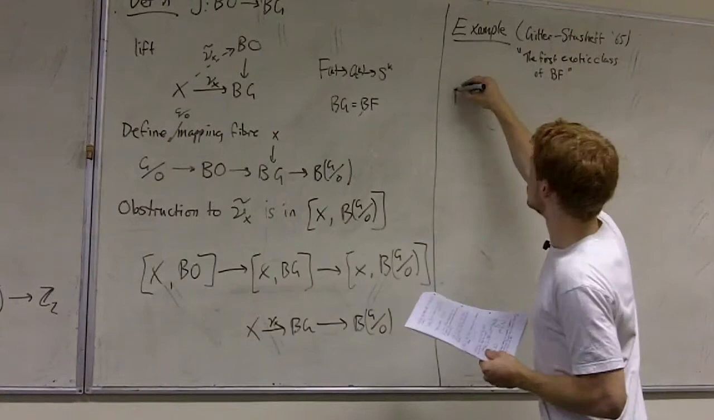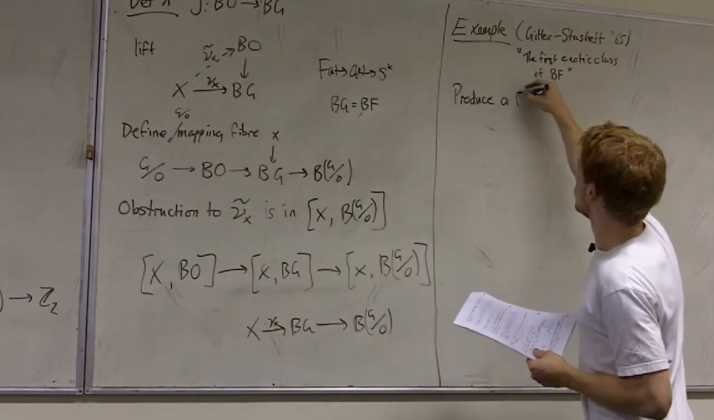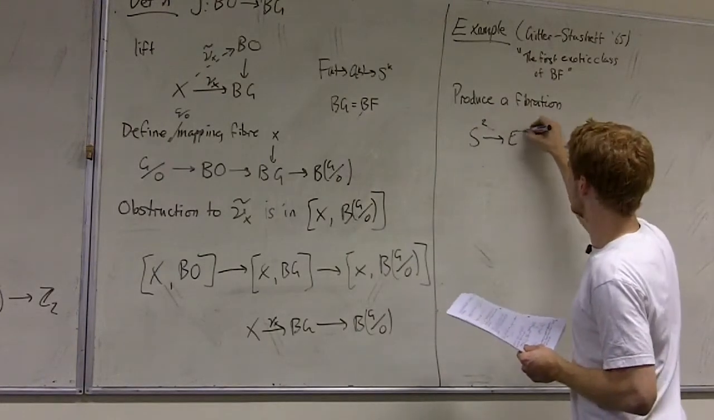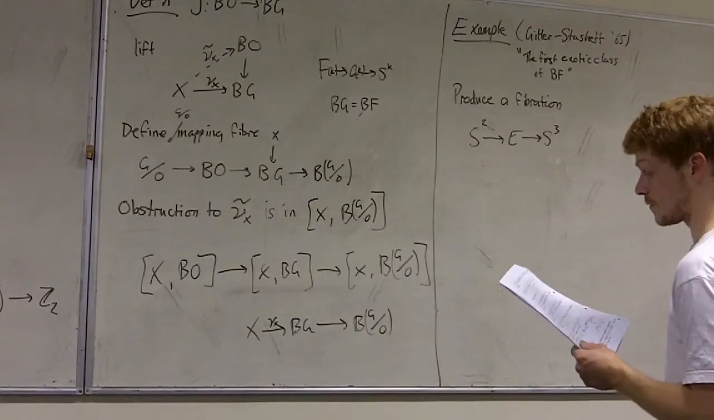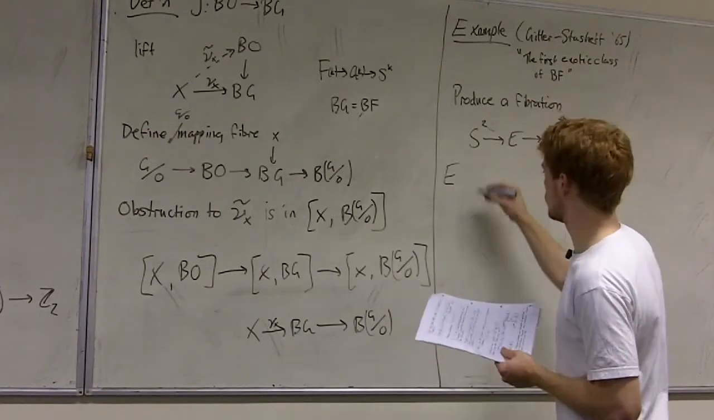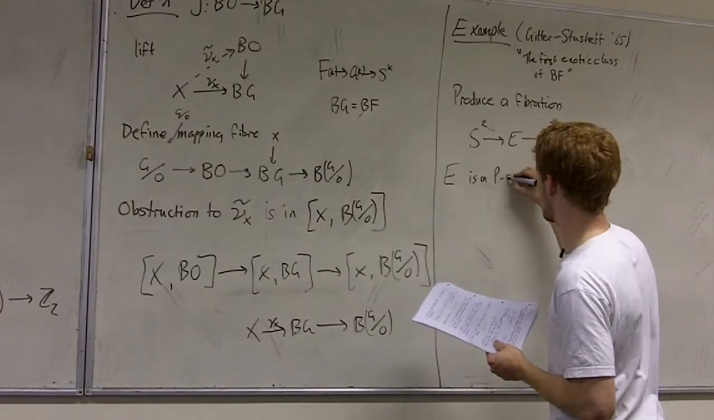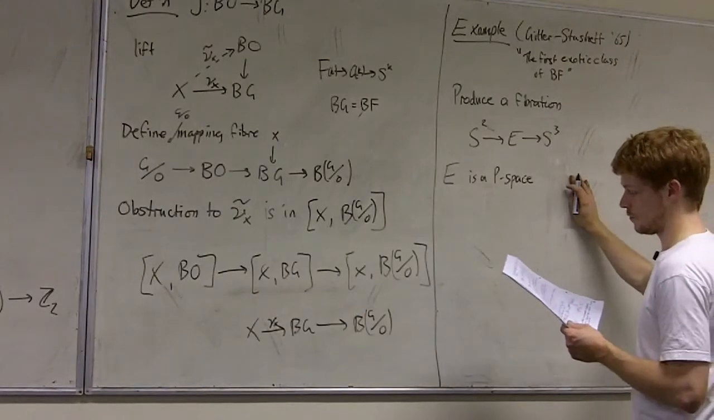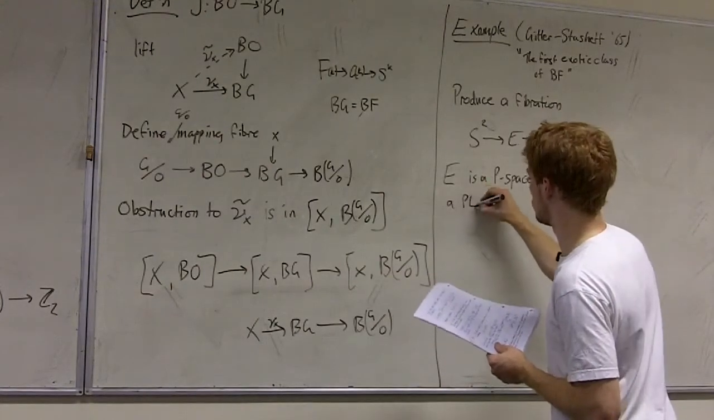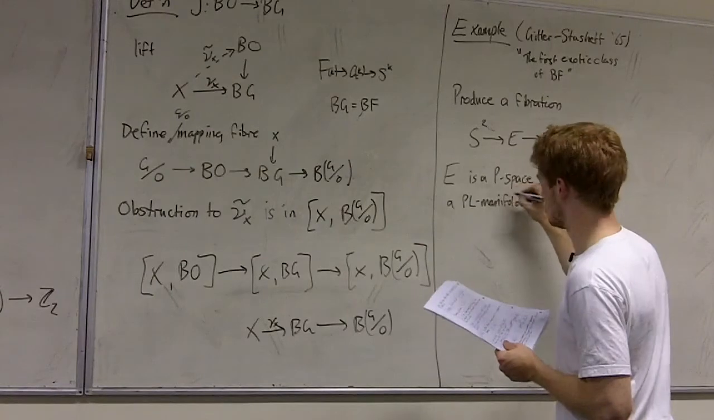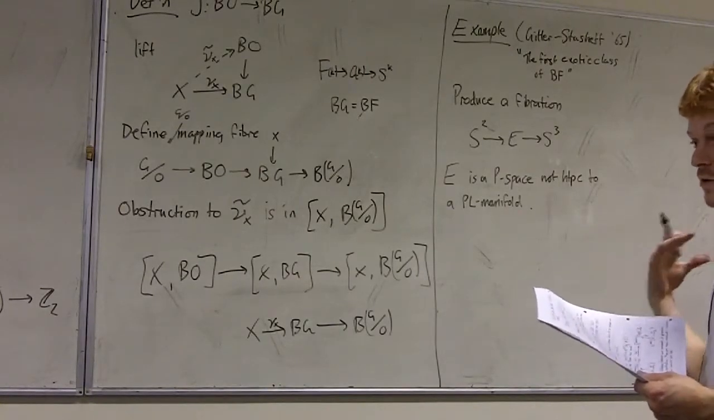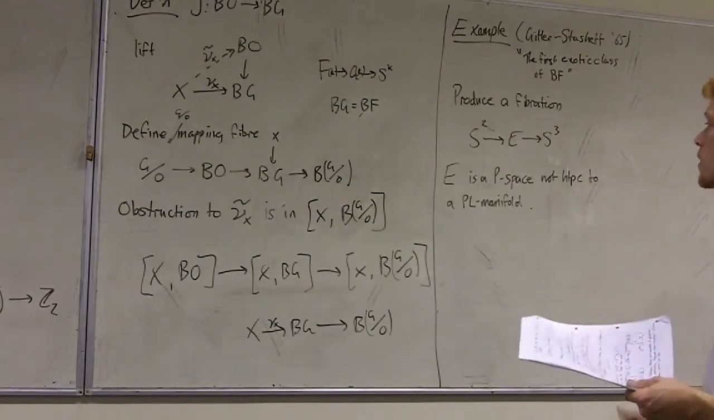So they produce a fibration, a spherical fibration, and in fact, E is the p-space that we're interested in. So E is a p-space not homotopic to a PL manifold. Okay, so they use this obstruction is how it's done. They show that it has non-vanishing classes that characterize this obstruction.